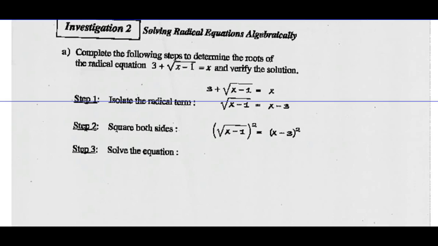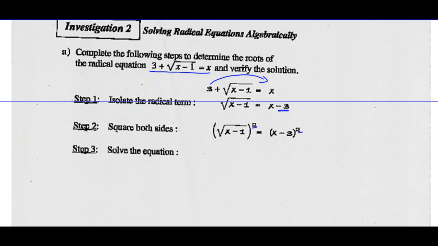Complete the following steps to determine the roots of the radical equation and verify the solution. So let's solve 3 plus square root of x minus 1 equals x. In step 1, they're trying to isolate the radical, so they're going to move the 3 to this side by subtracting 3. They're now going to square both sides to eliminate the radical sign.